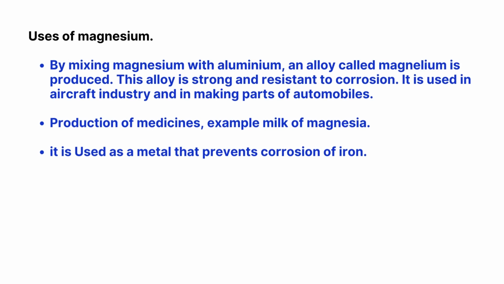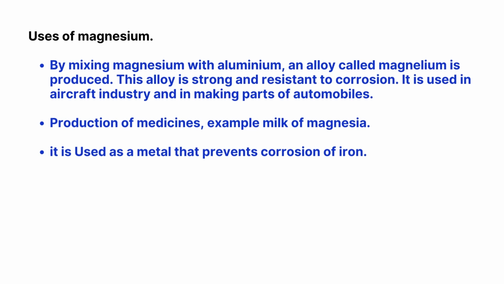The uses of magnesium: by mixing magnesium with aluminium, an alloy called magnalium is produced. This alloy is strong and resistant to corrosion. It is used in aircraft industry and in making parts of automobiles. Production of medicines, example milk of magnesia. It is used as a metal that prevents corrosion of iron.